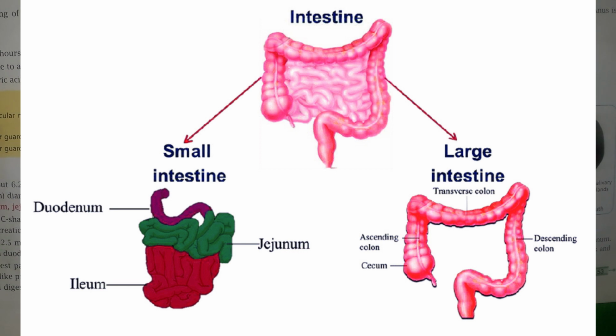After the digestion process is over, whatever nutrients we got will be absorbed into the blood with the help of villi. So villi will absorb all the nutrients and mix them into the blood. So this is about the small intestine.